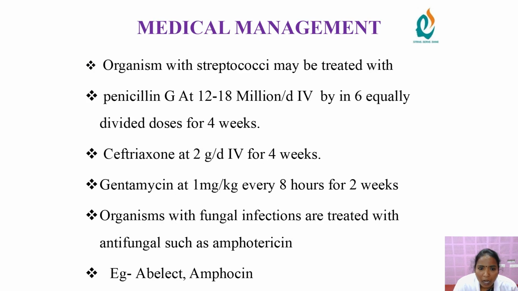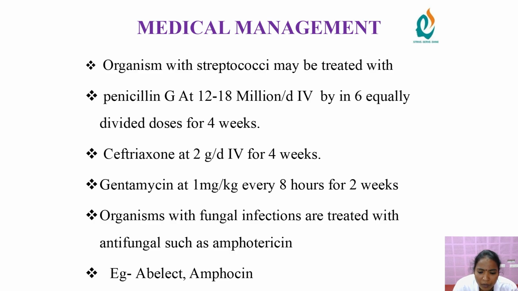Medical management: organisms such as streptococci may be treated with penicillin G at 12 to 18 million units per day, IV in 6 equally divided doses for 4 weeks. Ceftriaxone at 2 grams per day, IV for 4 weeks. Gentamicin at 1 mg per kg every 8 hours for 2 weeks. These will be the starting medical treatment.